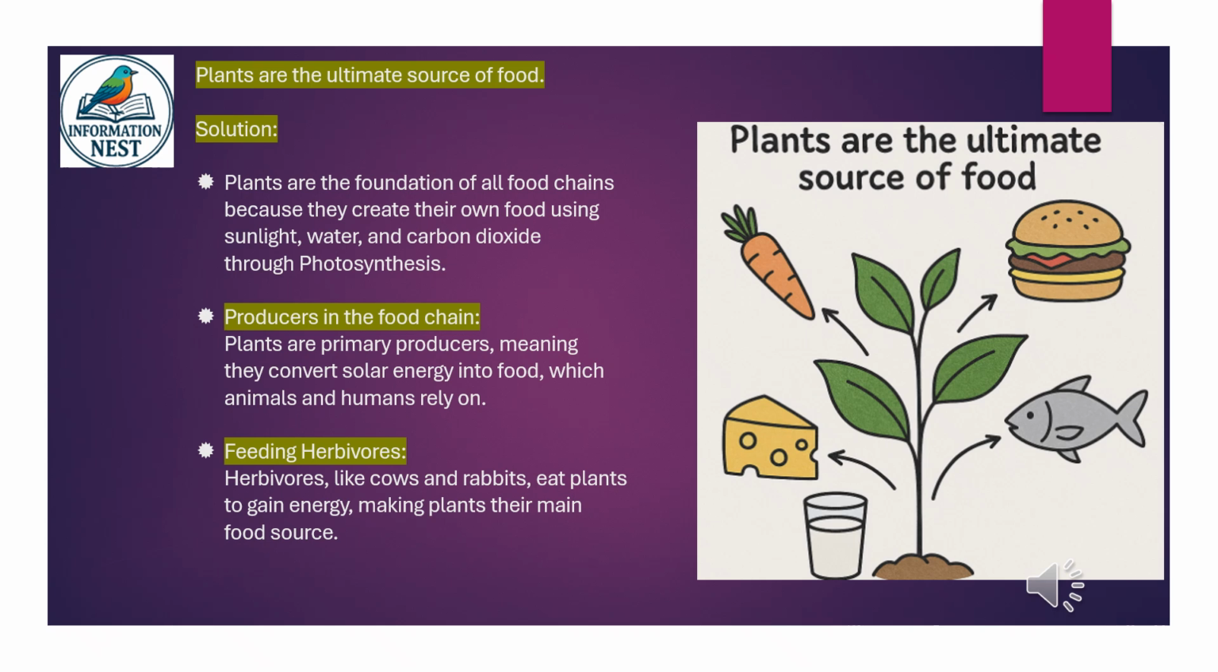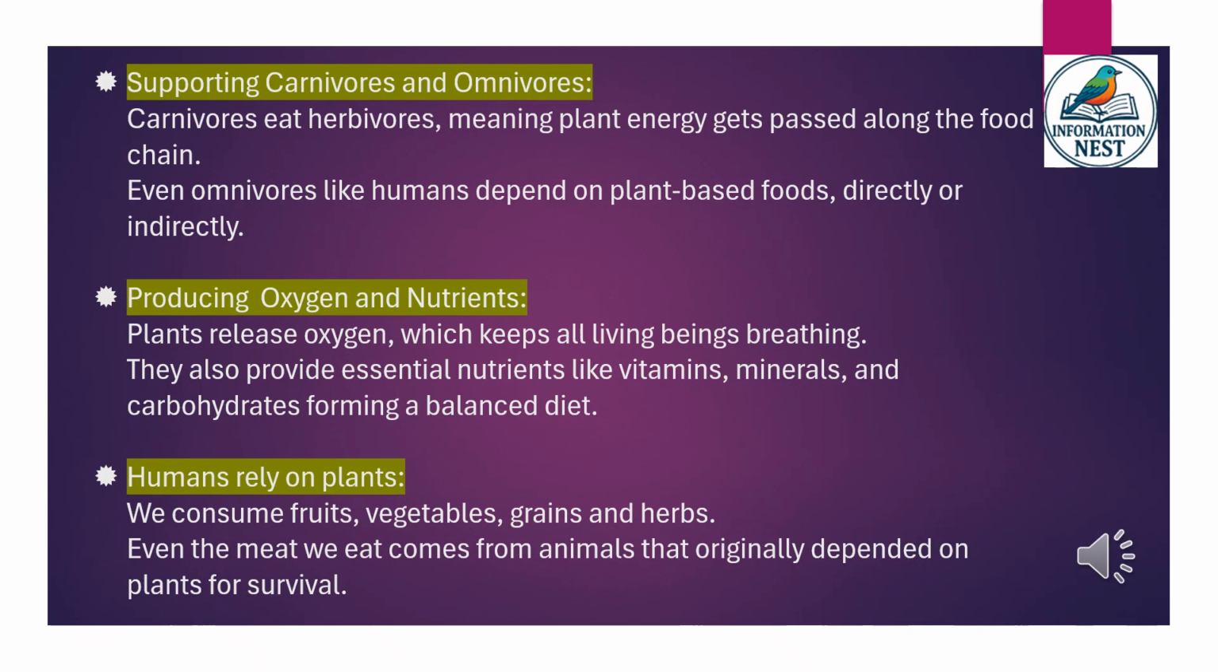Plants are the primary producers, meaning that they convert the solar energy from the sunlight into glucose, the necessary food which animals and humans depend upon. Herbivores like cows and rabbits eat plants to gain energy, making plants their main food source. Plants support carnivores and omnivores. Plants are the foundation of the food chain.